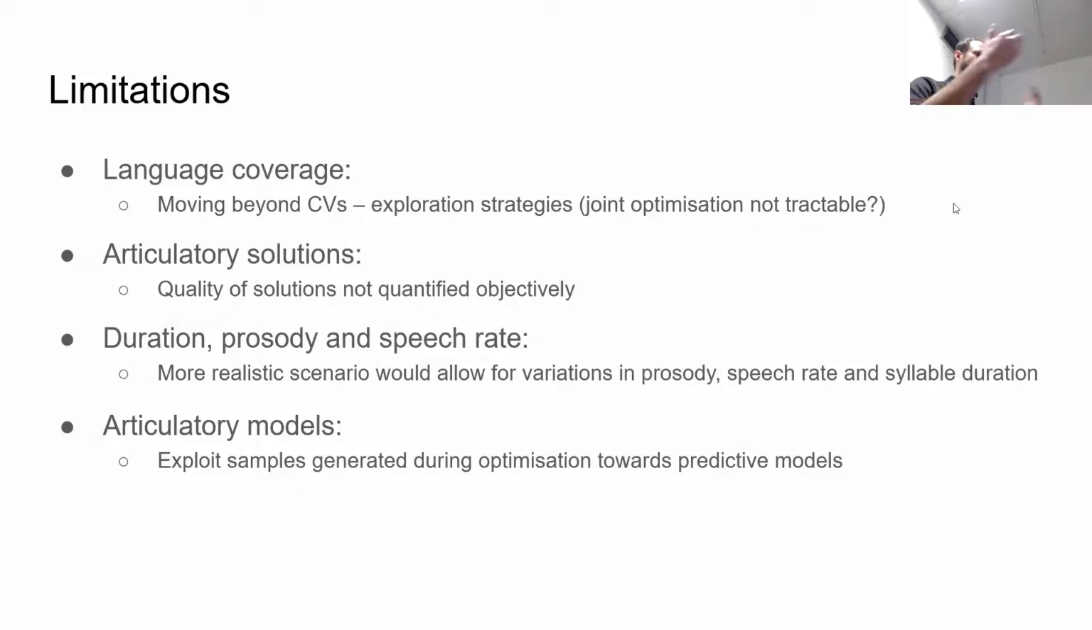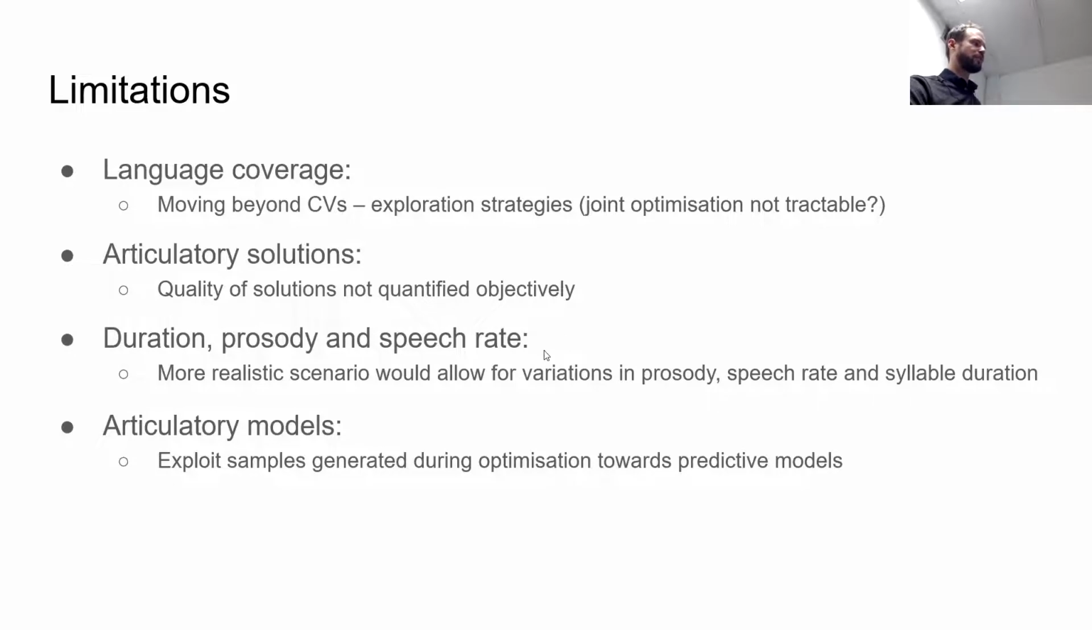Okay, so to come to the limitations of the study, we're still working with CVs. We're interested in greater language coverage, more complex syllables, consonant clusters. But the articulatory solutions, we've not found a good way to quantify them, to prefer more prototypical solutions, or at least measure how prototypical the solutions are.